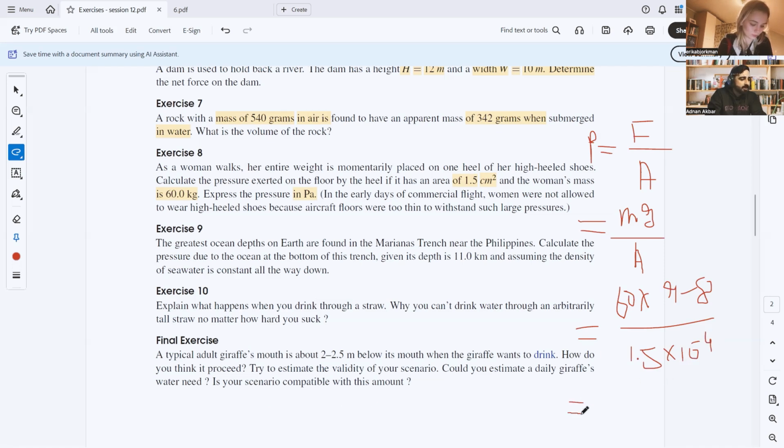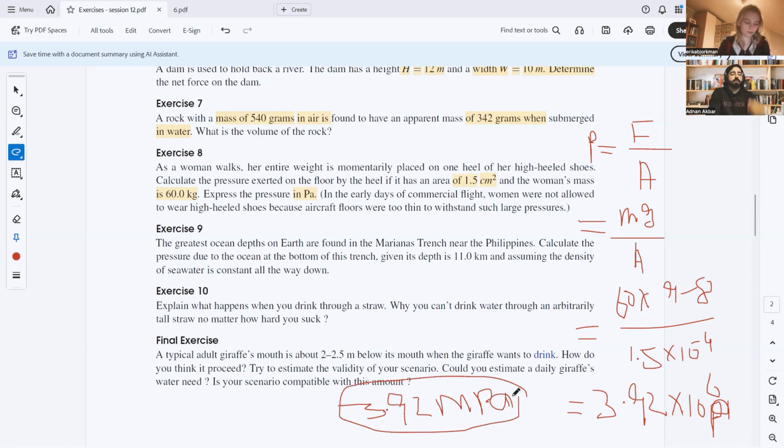As a result, the value of the pressure that we have here is 3.92 times 10 raised to the power 6 Pascal. And if you want to write it in megapascal, then it will become 3.92 megapascal. So that is the answer.